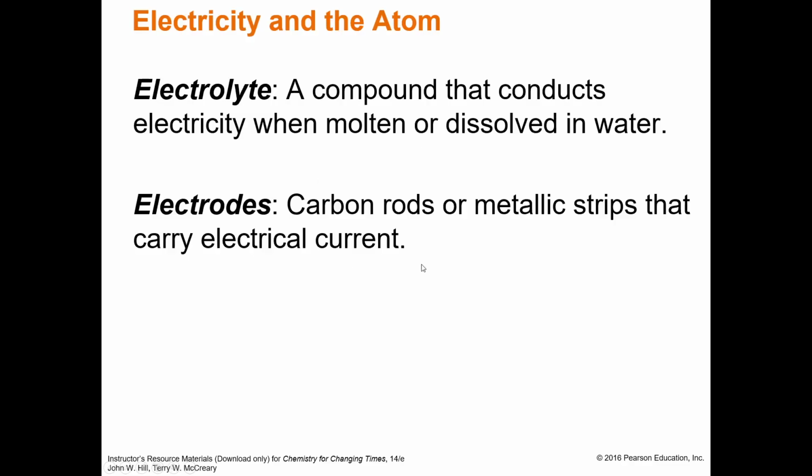Now, electrodes are carbon rods or metallic strips that carry electrical current. You have probably heard this term and seen electrodes before. The little prongs on a taser are electrodes. This is probably the most common electrode you've seen. The little prongs you see on batteries are also electrodes, by the way.